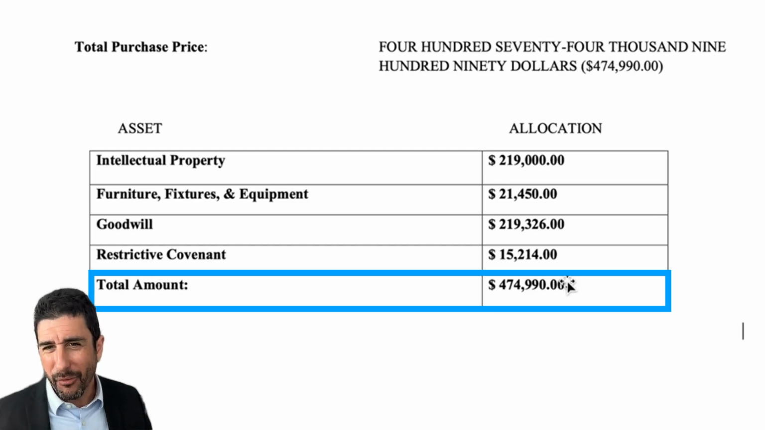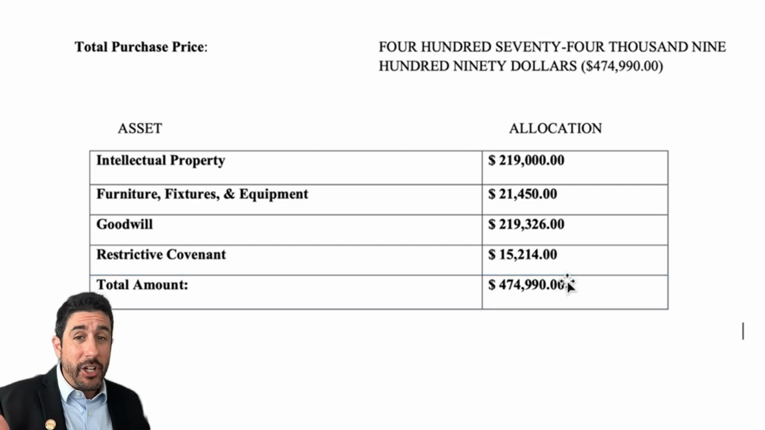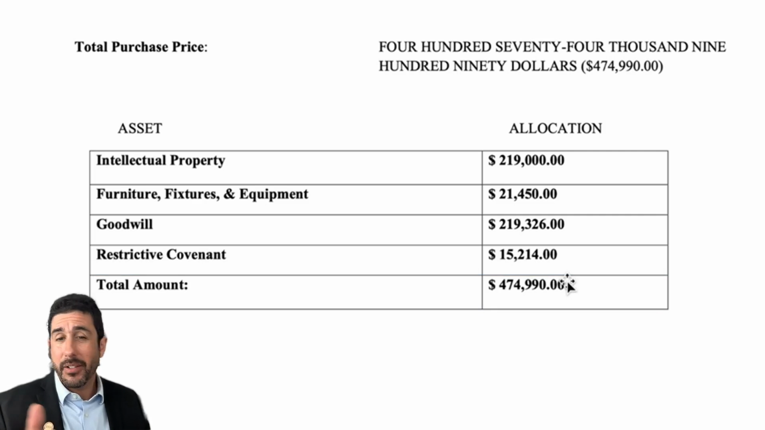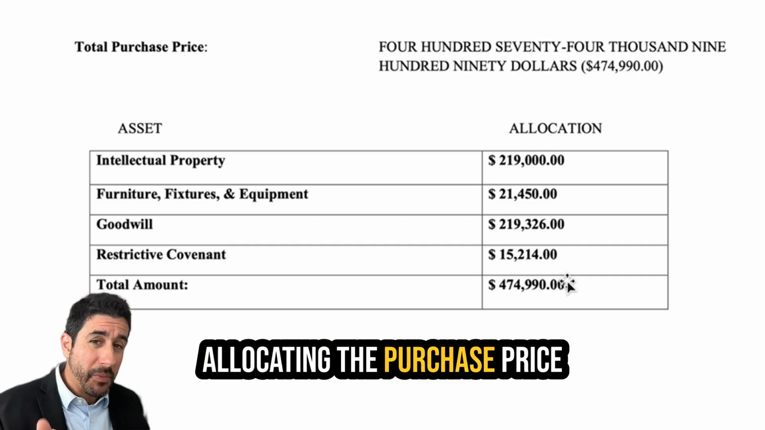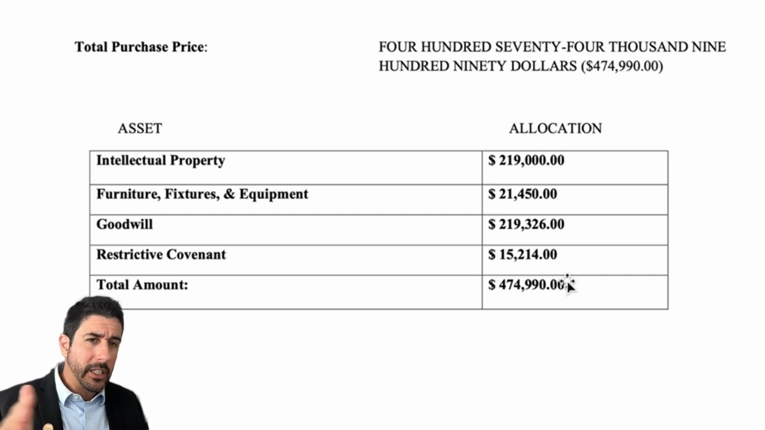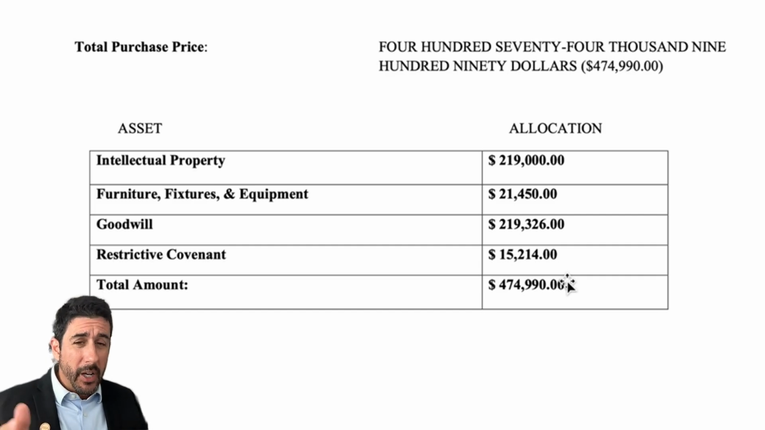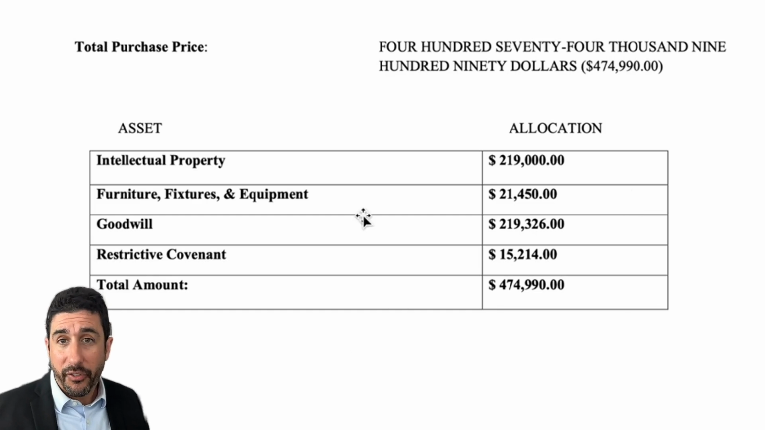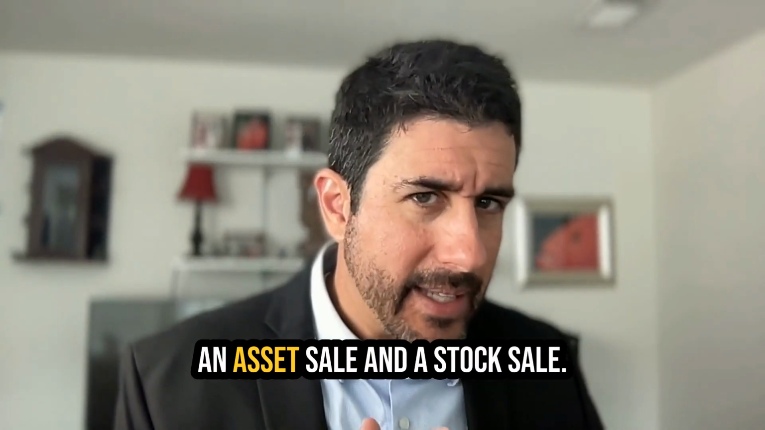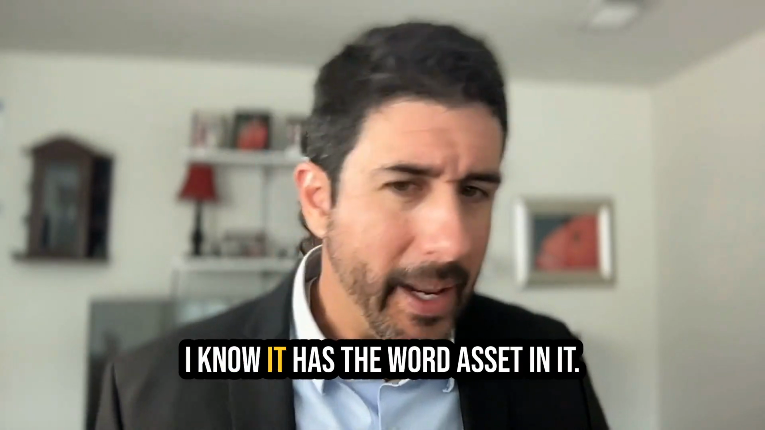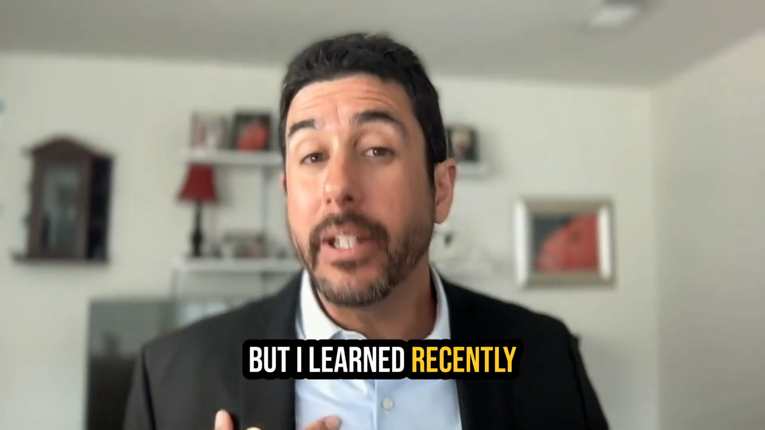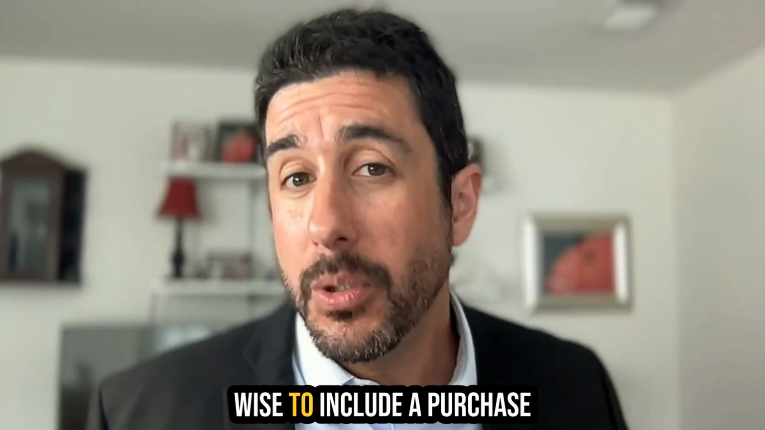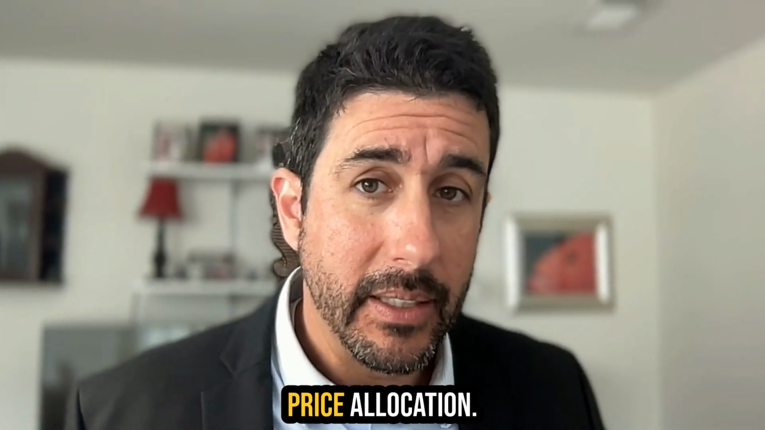They each represent something different. This is what a purchase price asset allocation is. It's not saying this is an asset sale or a stock sale. It's allocating the purchase price against different categories. We're going to look at them in a different way, the way the government looks at them, but for the layman's terms, for what the buyer and the seller agree upon, what's transferring, this is how it's expressed. This is from an asset purchase agreement. It's not delineating between an asset sale and a stock sale. I know it has the word asset in it, but I learned recently that even in a stock sale, it's wise to include a purchase price allocation.